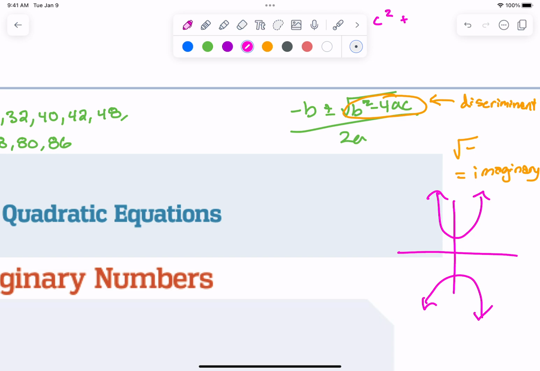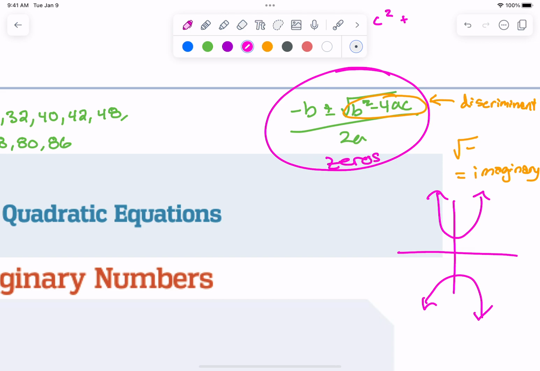Imaginary can't be graphed. Imaginary just means there isn't one. So when we do this quadratic formula, we're trying to find the zeros, okay? And if the zeros are imaginary, that means there aren't any zeros. Does that make sense? He doesn't cross. Yeah. Good question. Okay? All right.